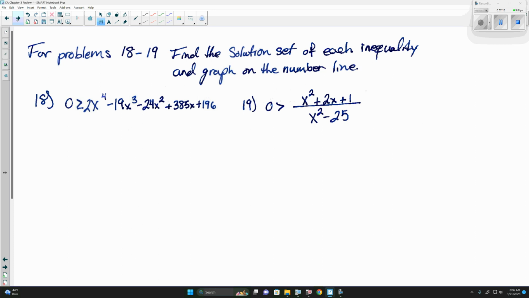Find the solution set of each inequality and graph on the number line. We can look at both of these here, but the main thing we're looking for is zeros. We're looking for zeros, especially with 18. We're trying to see what values of x will make this be 0. And the reason we're looking for that is because the zeros are where it's going to cross the x-axis, where it's going to go from greater than 0 to less than, or less than to greater than.